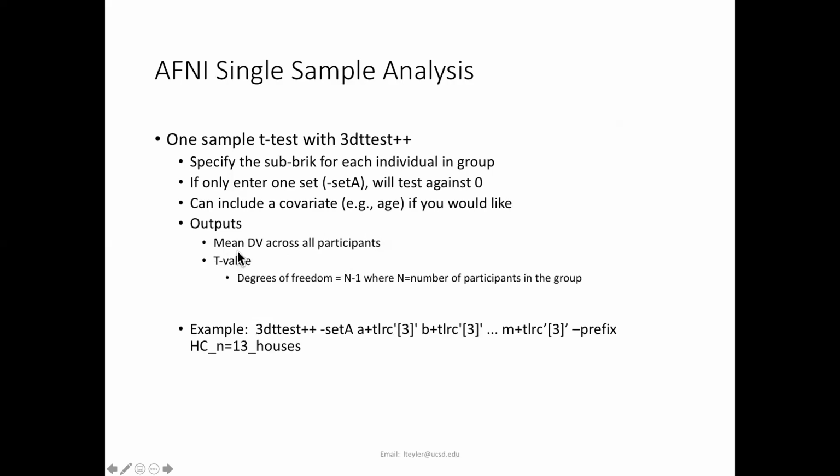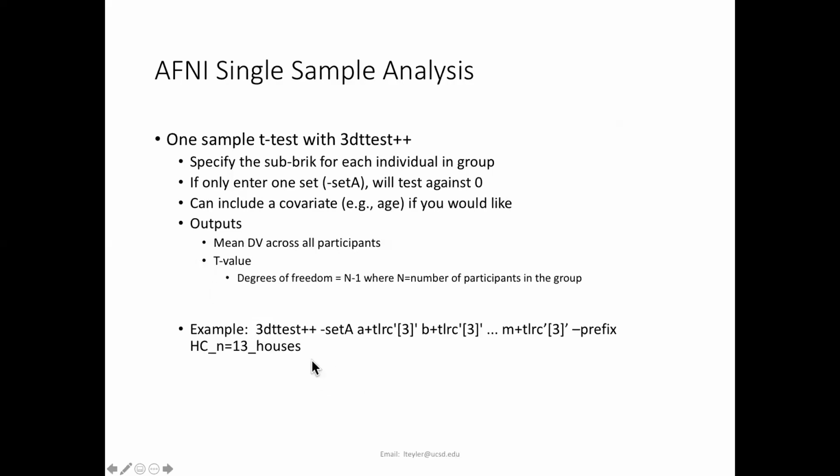And then what you get is the mean fit coefficient across all the participants and a t-value. The p-value for the t-value is based on degrees of freedom of n-1, where n is the number of participants in the group. So this goes back to, again, that you get 1 value per person, so you get 1 degree of freedom per person.